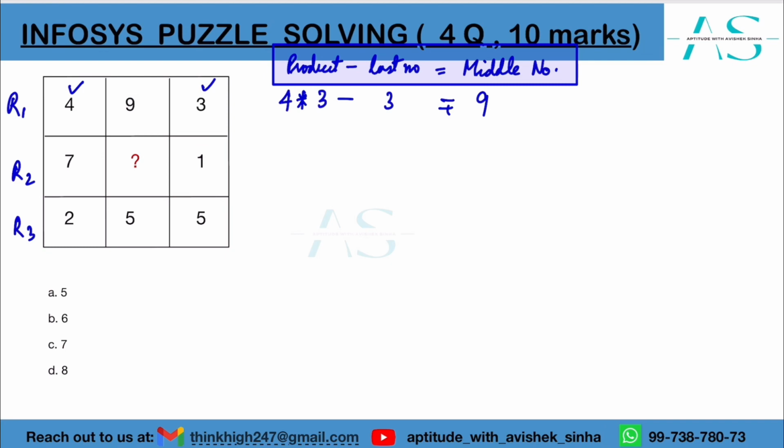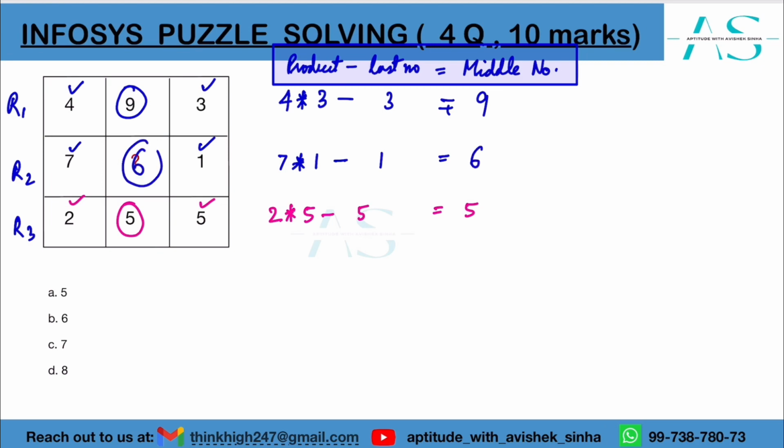Okay, let's use this in the next case. 2 into 5, 10 minus 5, we get the value as 5, which is the middle number. So it must be 7 into 1 minus the last number, which is 1. So we get 7 minus 1, which is 6. So in place of the question mark, it should be 6. Do we have 6? Yes, it's right there in option B.